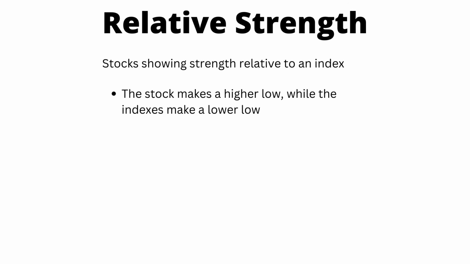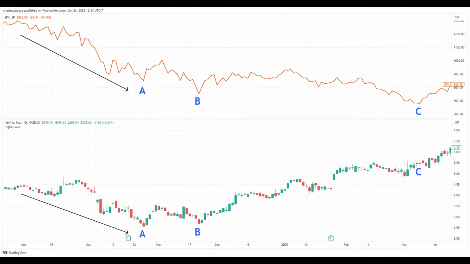First up, the stock makes a higher low while the indexes make a lower low. A great example of this is Netflix at the end of 2008 going into 2009. This chart shows Netflix on the bottom and the S&P 500 on the top. I've also labeled 3 different points on the chart, A, B, and C. You can see the S&P and Netflix both make lows at point A.